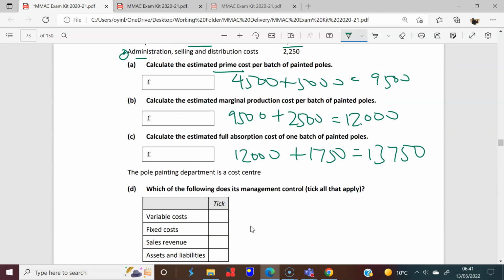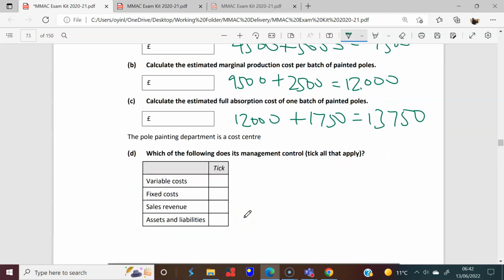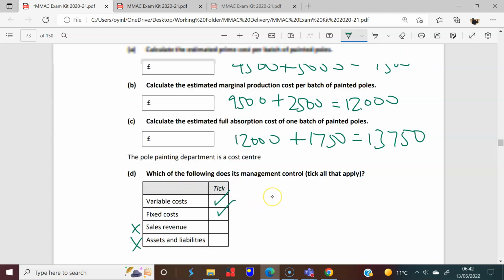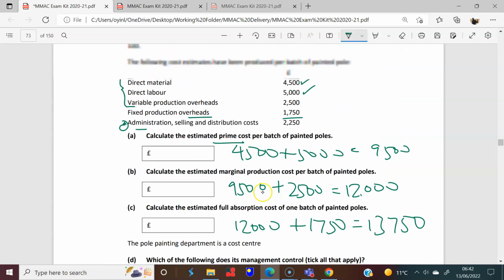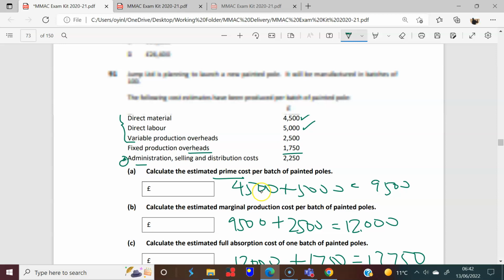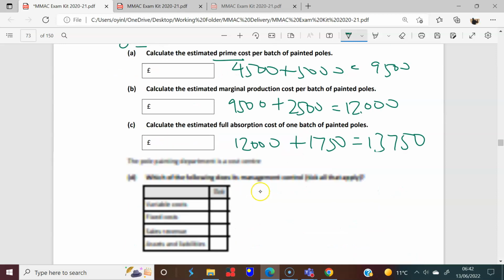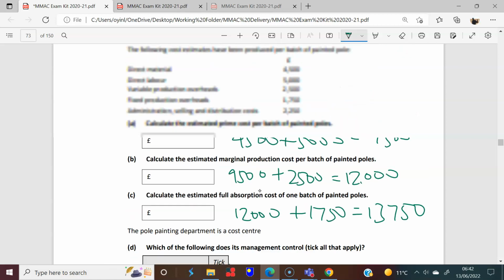Question then says, the pole painting department is a cost center, and which of the following does its management control? So because it's a cost center, I suppose you would argue that they control the variable costs and the fixed costs to do with their department. It's a cost center, so they're not doing much with revenue, and they're not doing much with assets and liabilities of the organization. Their focus is on those costs. Cool, great stuff. So in terms of these being fixed production overheads, if you like.